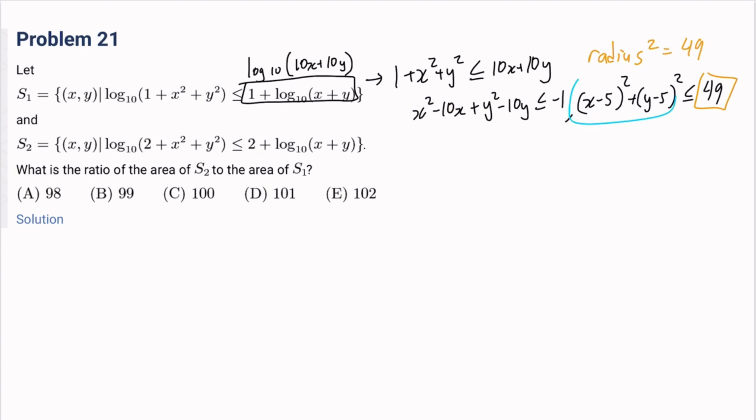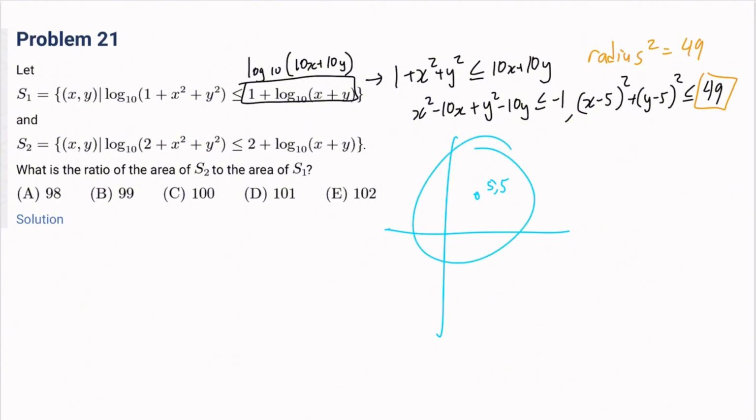And that's because if we look at this one, that's just a circle that is centered at 5,5, right? So that's just a circle that's centered at 5,5, and this is going to tell us the square of the radius. So this times this, that's going to be 49, right? So that's the area of the shape we want to get.